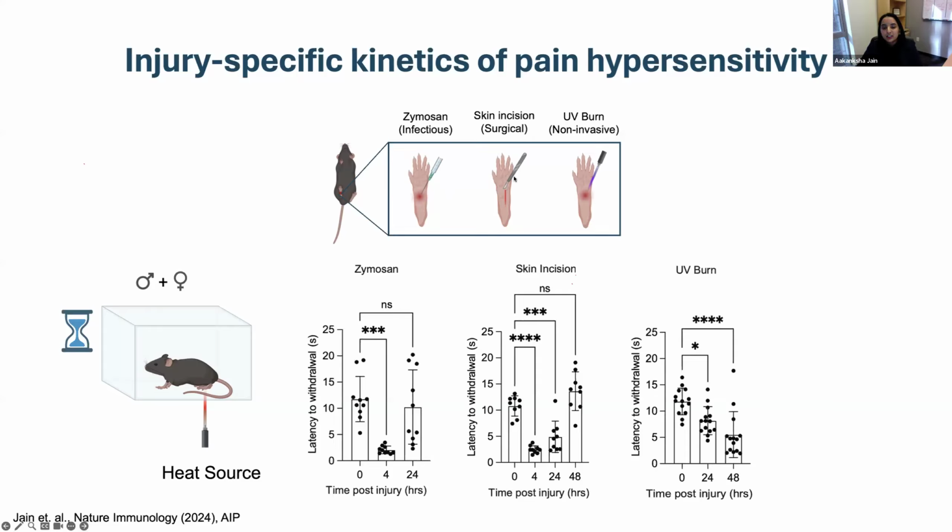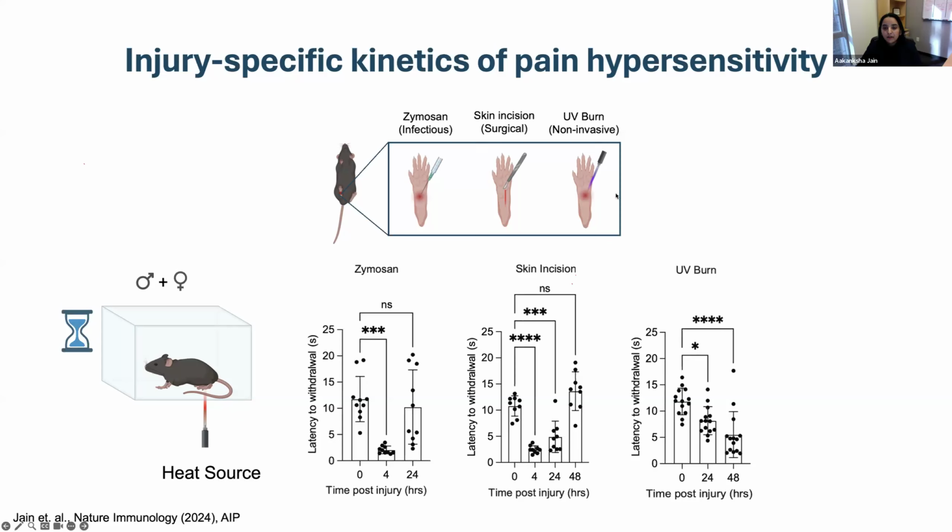The second one is a surgical incision, where we make an incision on the mouse paw and then suture it back up, which causes an invasive post-operative type of inflammation. And the third one is where we expose the mouse paw to UV light, which does not really break the skin barrier, but causes some sort of inflammation. This is non-invasive, and it would be most equivalent to a sunburn, for example.